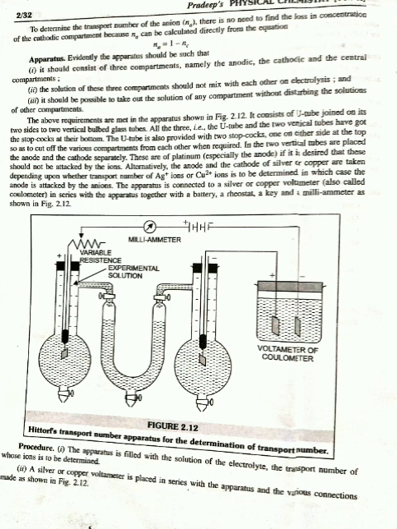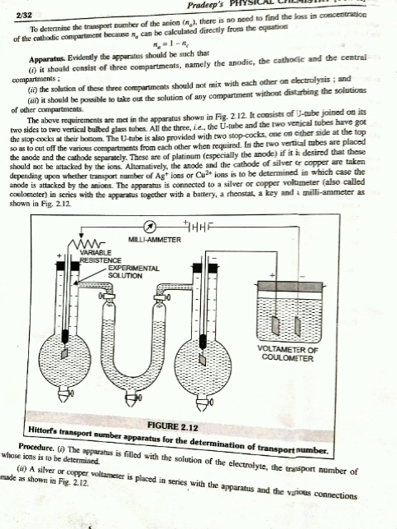Apparatus. Evidently, the apparatus should be such that, first, it should consist of three compartments, namely the anodic, the cathodic, and the central compartment. Second, the solutions of these three compartments should not mix with each other on electrolysis. And third, it should be possible to take out the solution of any compartment without disturbing the solution of the other compartments. The above requirements are met in the apparatus shown in figure 2.12. It consists of a U tube joined on its two sides to two vertical bulbed glass tubes.